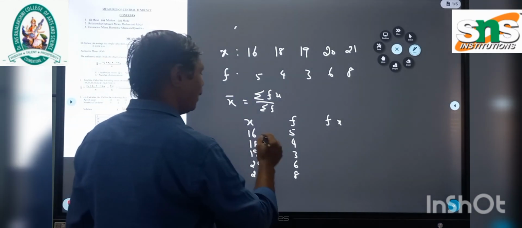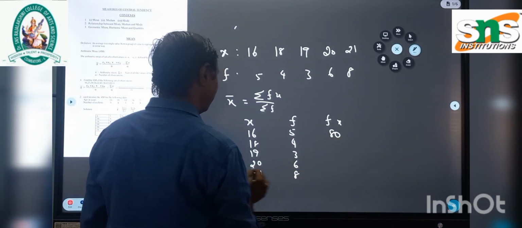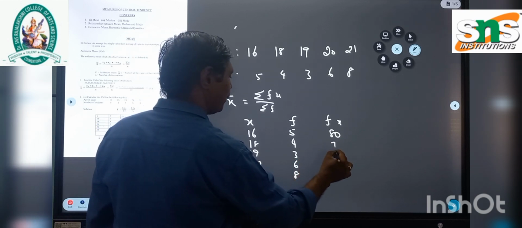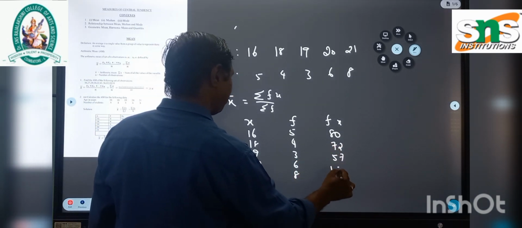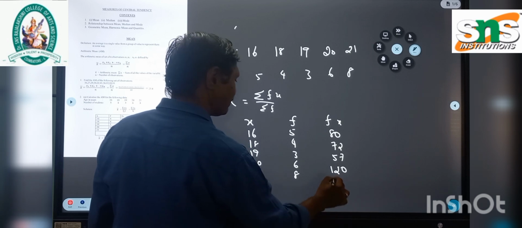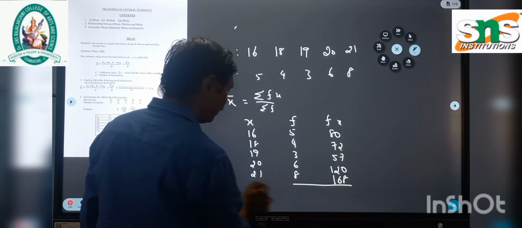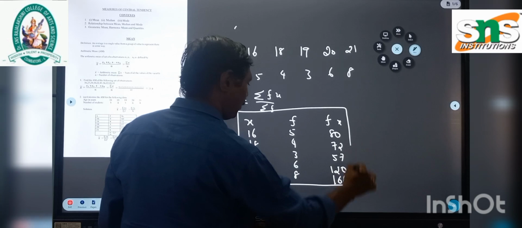So fx is: 16 fives are 80, and then 18 fours are 72, and then 57, then 120, and this one is 168. So we need the sum of all these values. So we form the table.